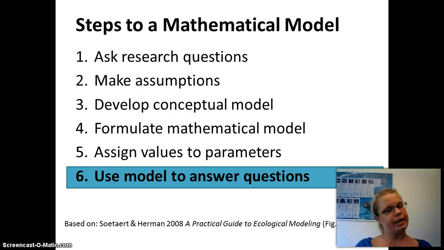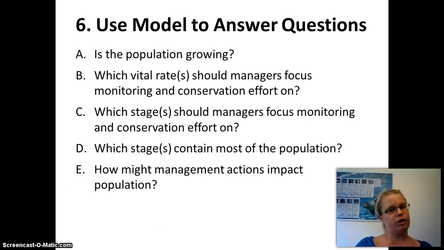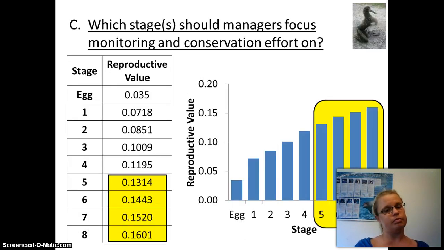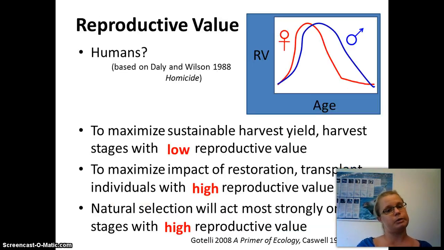So we just finished saying that we can now use our model to answer our research questions. We talked about what kinds of questions you can use. We talked about how reproductive value is the expected number of offspring that remain to be born to each individual of a stage, discounted by the likelihood of surviving to reproduce. We talked about how in albatrosses, the final 4 stages, the adults and subadults, are the most important stages for managers to focus their monitoring and conservation effort on, if at all possible.